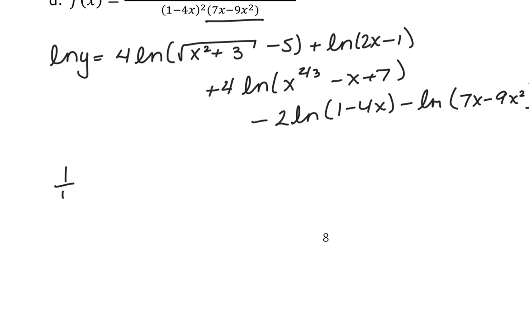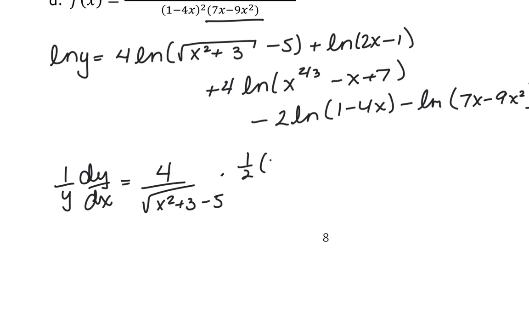So I have 1 over y dy/dx is going to be equal to 4 multiplied by the derivative of the square root of x squared plus 3 minus 5. The derivative of the square root of x squared plus 3 minus 5 is going to be 1/2 x squared plus 3 raised to the negative 1/2 multiplied by 2x.